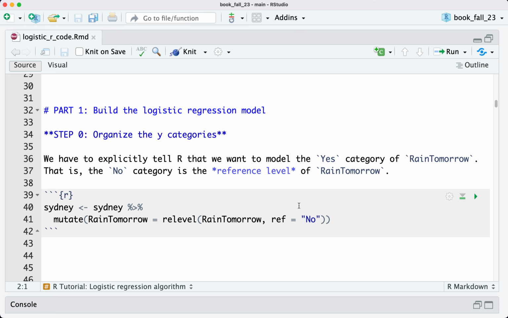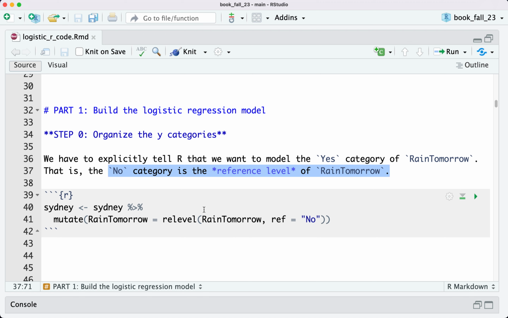Now, in building the logistic regression model of rain tomorrow, what we want to do in particular is model the log odds that it rains tomorrow. That is, we want to model the yes category of rain tomorrow. But R doesn't know this, so we have to explicitly tell R that this is the case. Another way to think about wanting to model the yes category is that we want to treat the no category as the reference level of rain tomorrow, kind of the level that we don't care about.